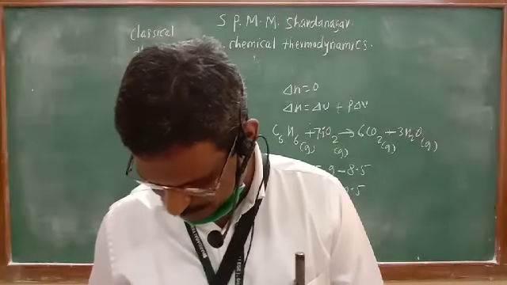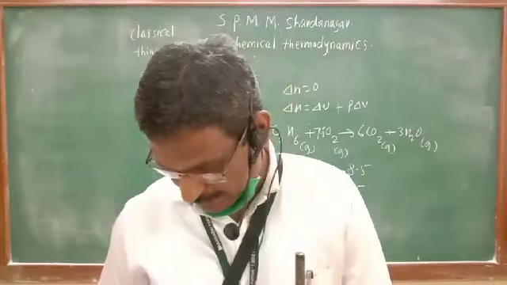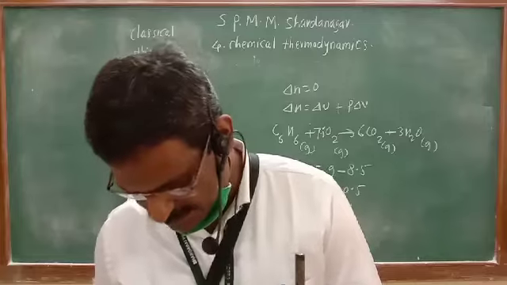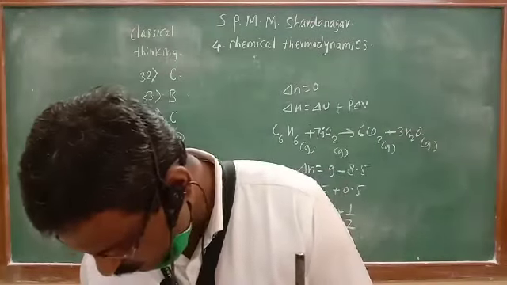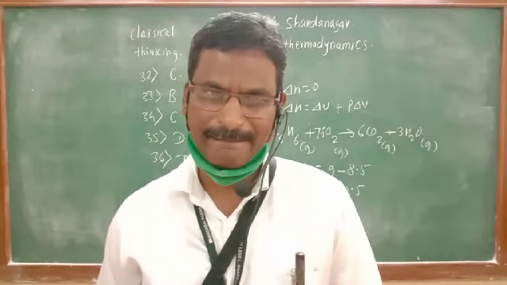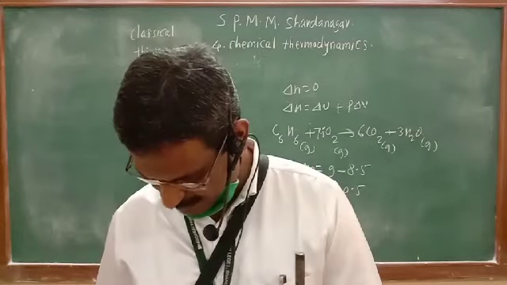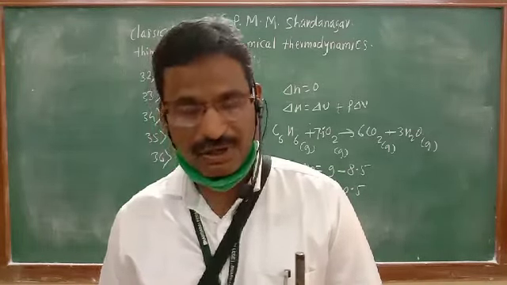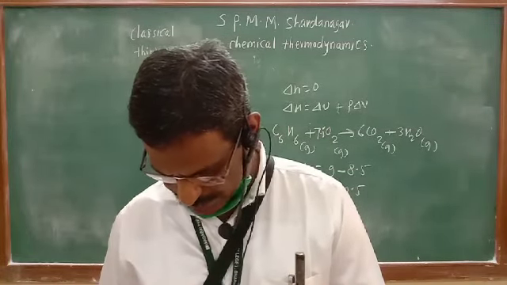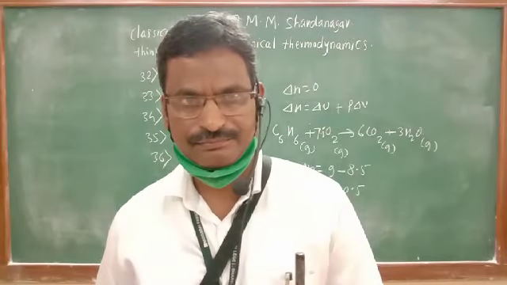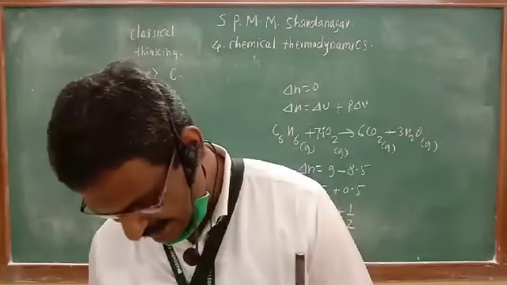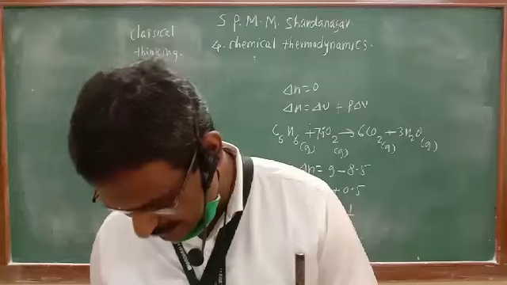Question number 37. Delta H and delta U for the reaction. They have given one reaction, 2S solid plus 3O2 gas giving 2SO3 gas, are related as. For this reaction, just calculate delta N. What is the value of delta N? Tell me directly. Product minus reactant, gaseous state, 2 minus 3. So delta N is minus 1.